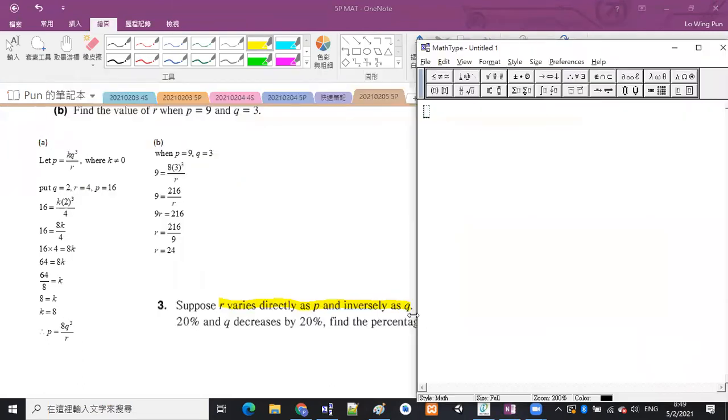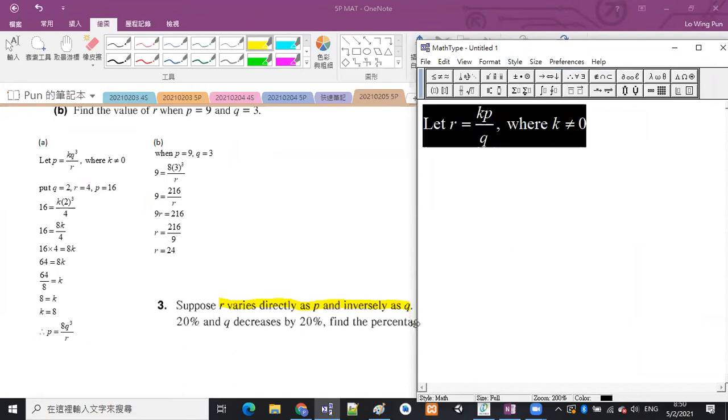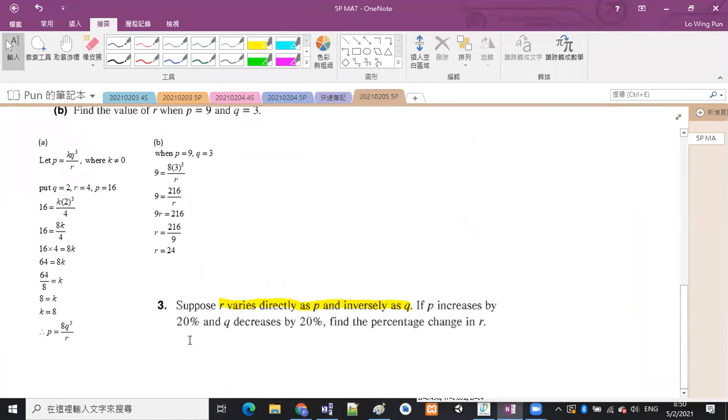Okay, we can let the equation first. So R is a subject, and this time we have inverse variation, right? So we need a fraction and K on the top. R varies directly as P, so P on top. Inversely as Q, so Q on the bottom. Okay, where K is not equal to 0. And this time it is about percentage change. So we are going to use the old values and new values approach.